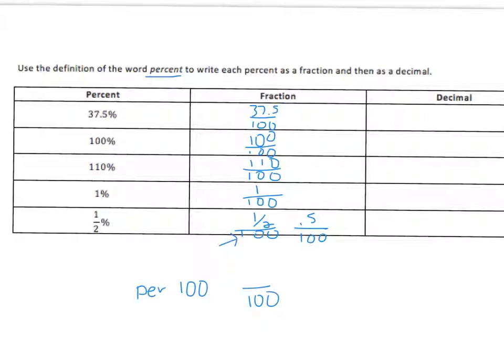So what would it look like as a decimal? Very confusing for some. That looks like a decimal, but it is in percent form. So we would have to divide it by 100 to get the decimal form. So 37.5 divided by 100, anytime you divide by a power of 10, you're making it one place value smaller.